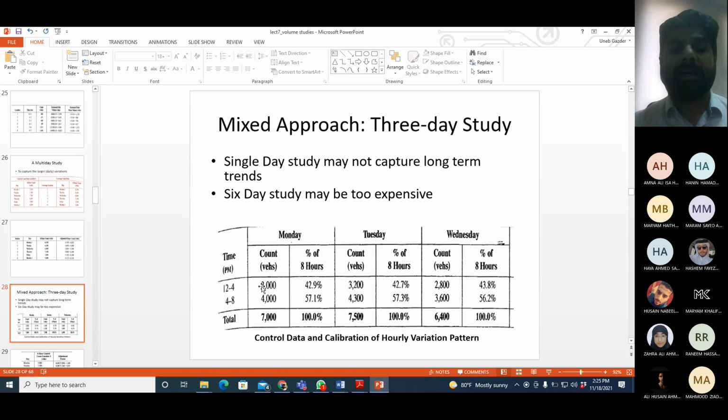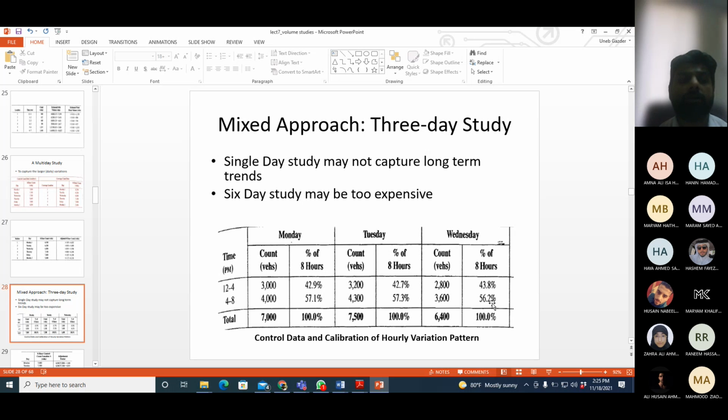Data on coverage count locations is taken for 4 hours, so you can see the data for the control count location is also broken into 4-hour intervals. You see 3 days of data from 12 to 4 and 4 to 8, and then the total for each day as well: 7,000 for Monday, this for Tuesday, this for Wednesday. For each 4-hour period, they have calculated the percentage of total traffic. So Monday 12 to 4, this 3,000 is 42.9% of the total, and this 4,000 is 57.1% of the total for Monday. Same thing for Tuesday and Wednesday. You see the percentages over here.